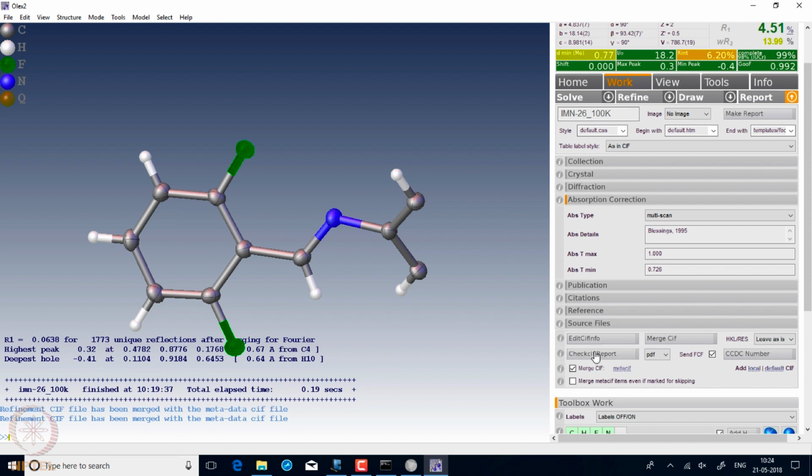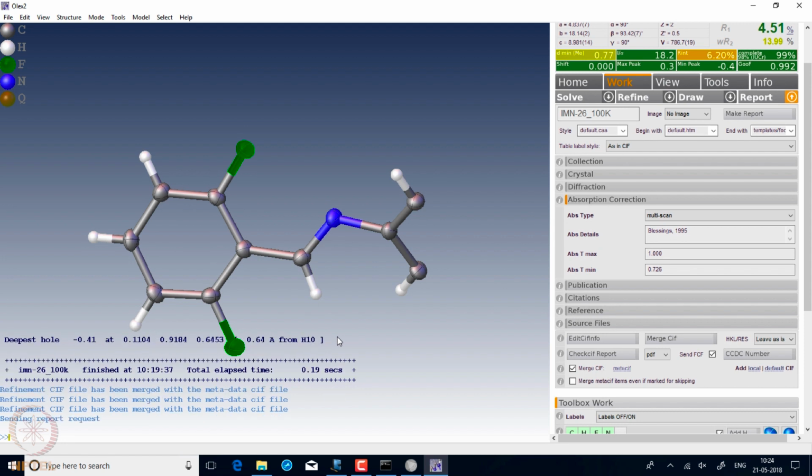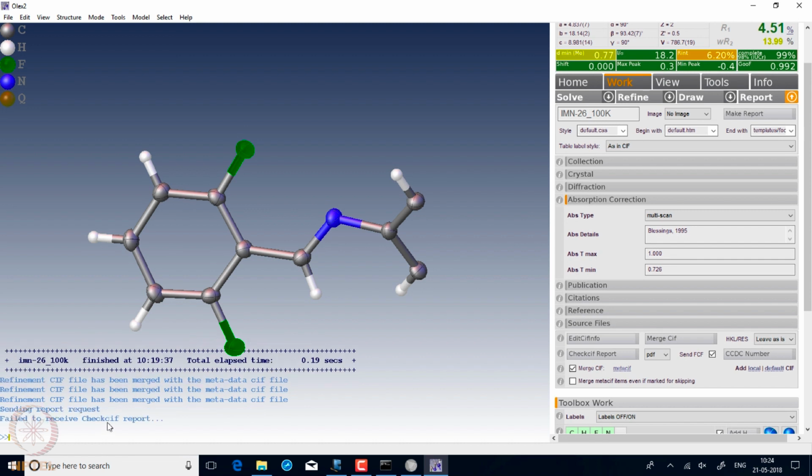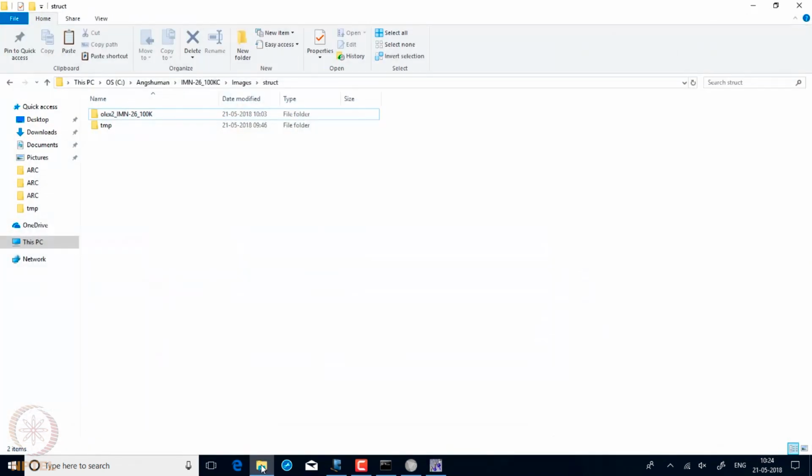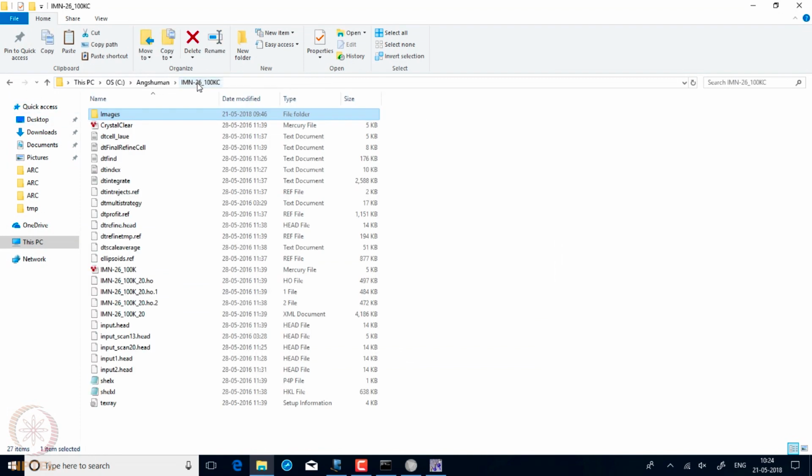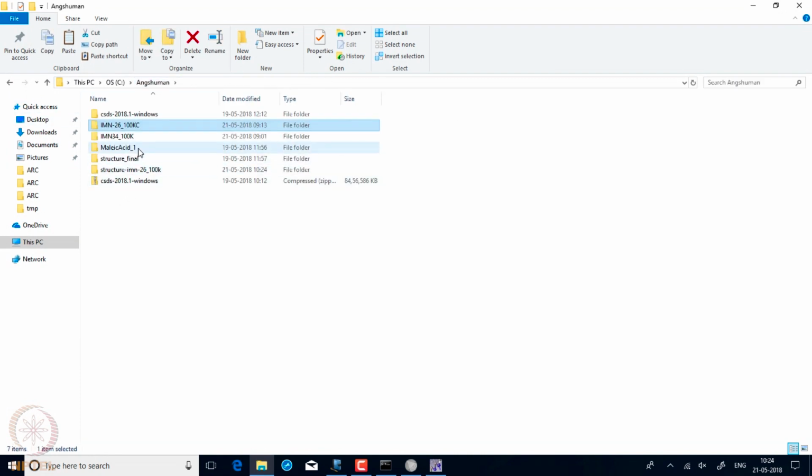So if you click on that Checksif report in the OLEX2 window, it takes you directly to IUCr. It says here it is sending the report request. You need an internet connection for that. So you can send and get the Checksif report, which probably is now here.